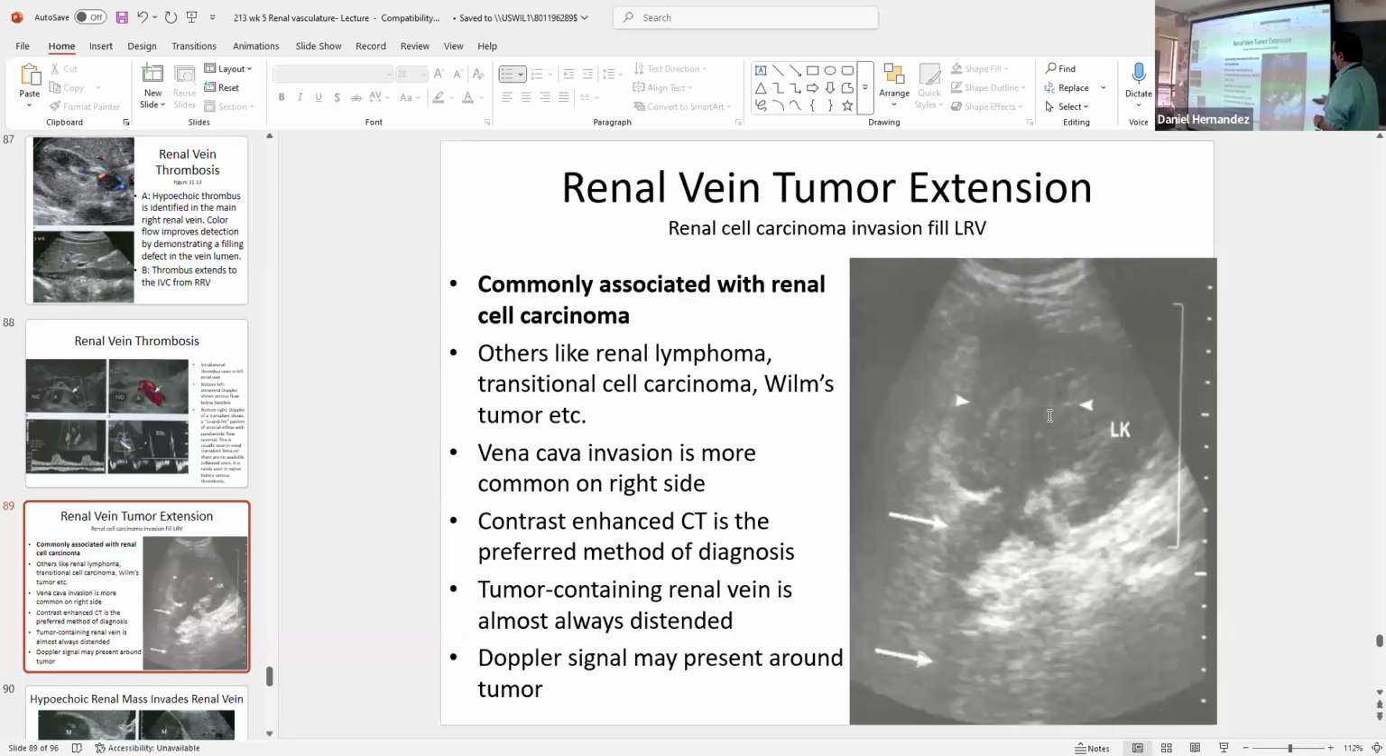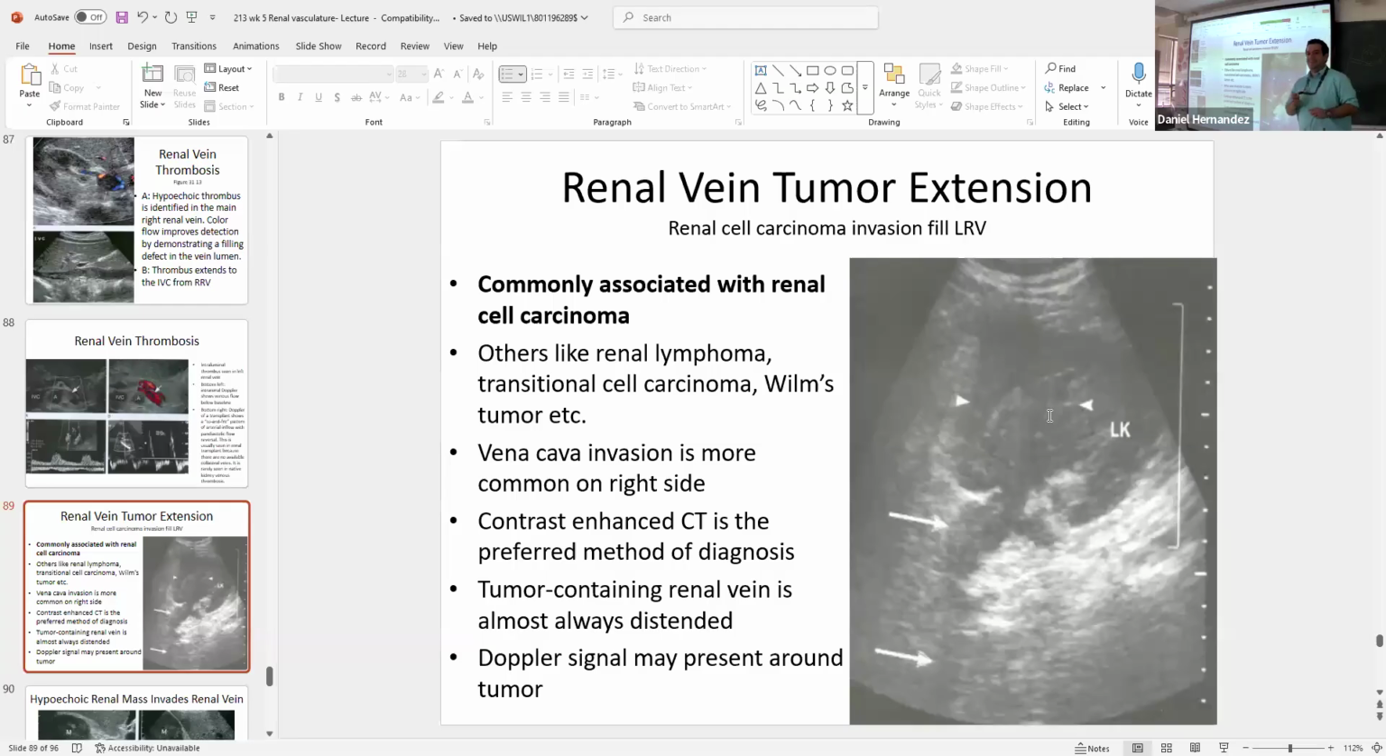So neoplastic obstruction, again, it's another thing we worry about with renal cell carcinoma. It's commonly associated with renal cell carcinoma. There's tumor extension into our vessels. There are other potential tumors that we might encounter: renal lymphoma, transitional cell carcinoma, and Wilms tumor. Vena cava invasion is more common on the right side.